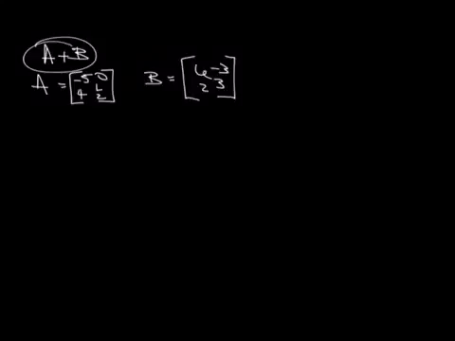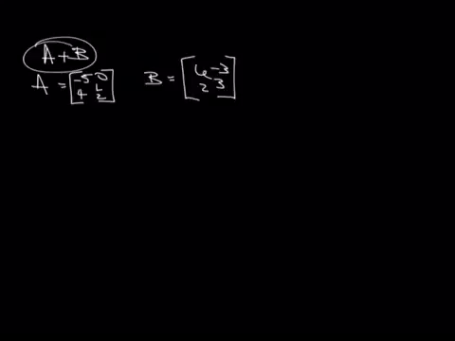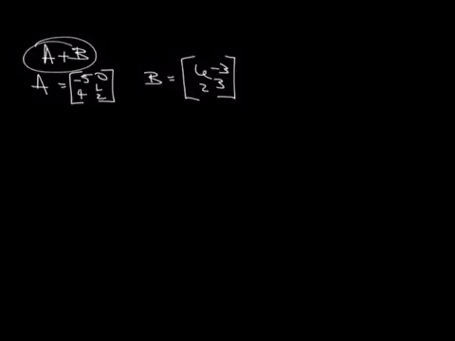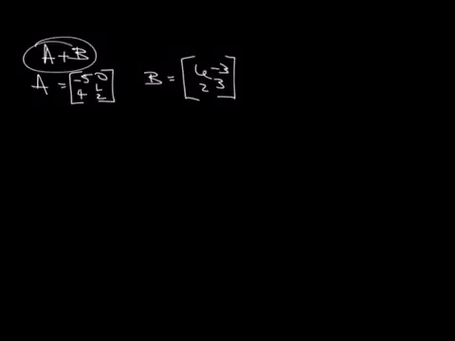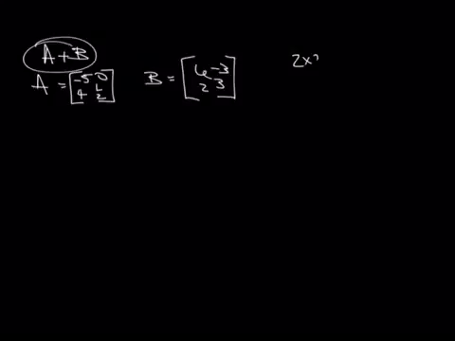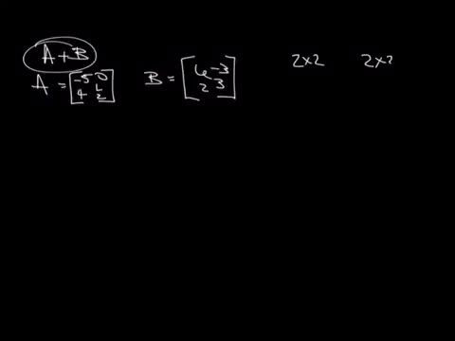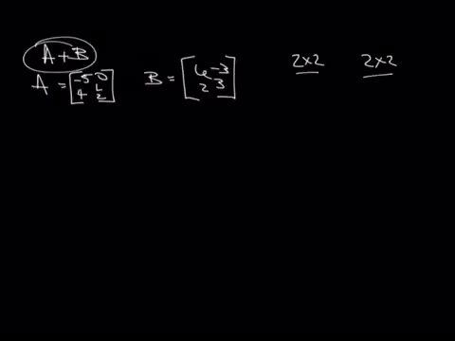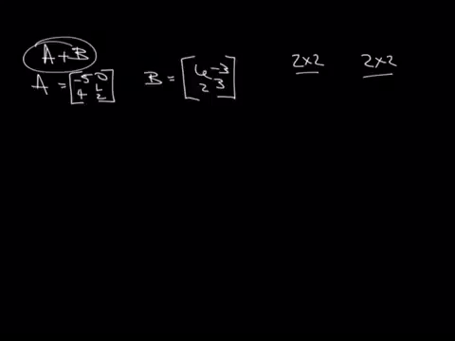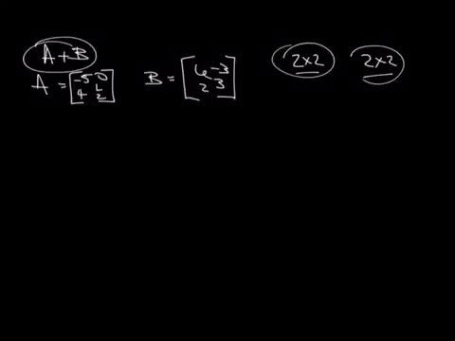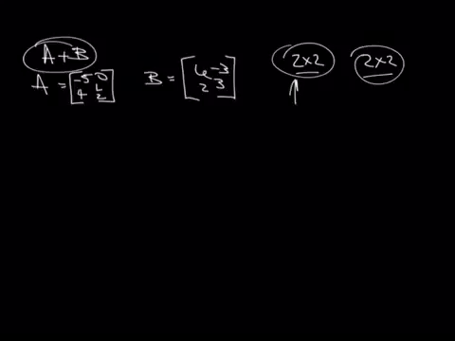Now, when you're adding or subtracting matrices, the matrices have to have the same order. So A is a 2 by 2, and B is a 2 by 2. So we can add those. If one of the matrices was, say, a 2 by 3, then we couldn't add them because they have to have the exact same order. Number of rows, number of columns have to be the same.